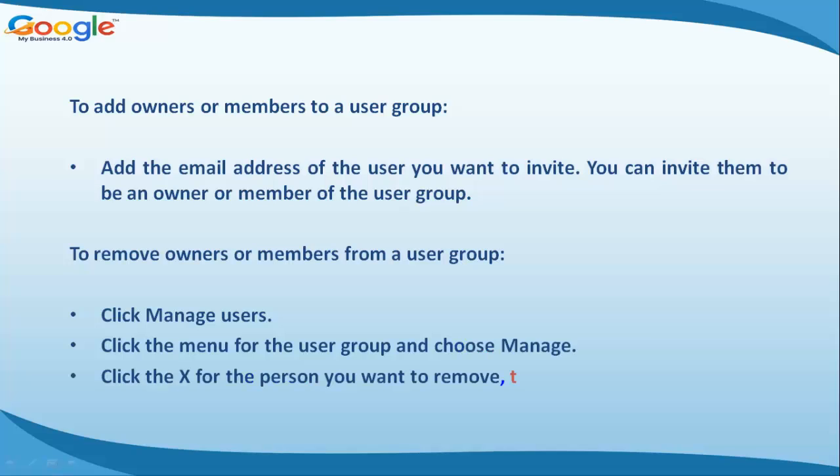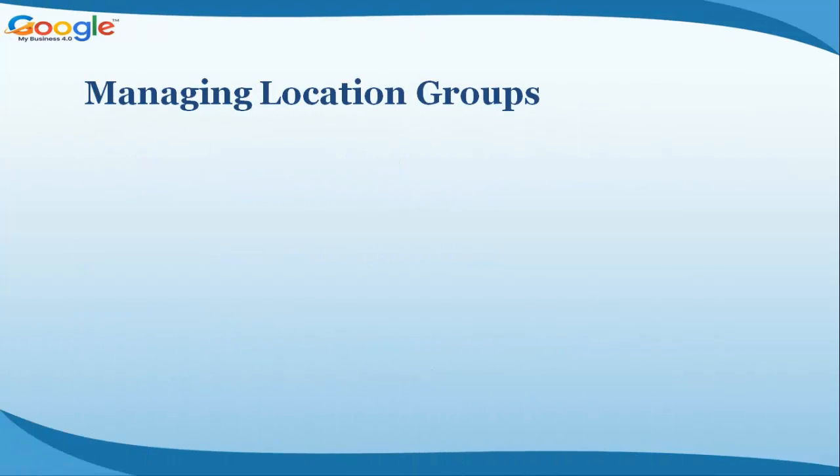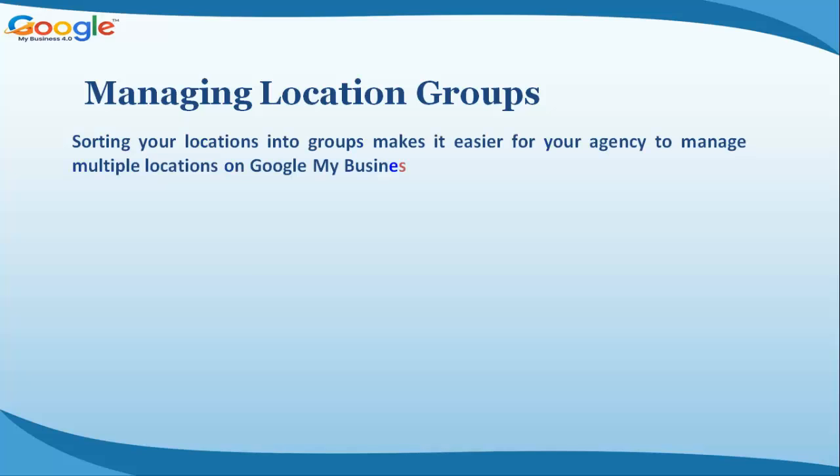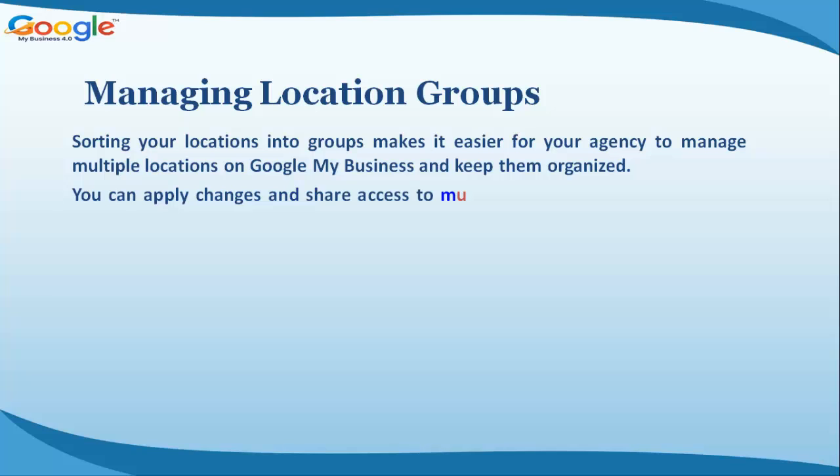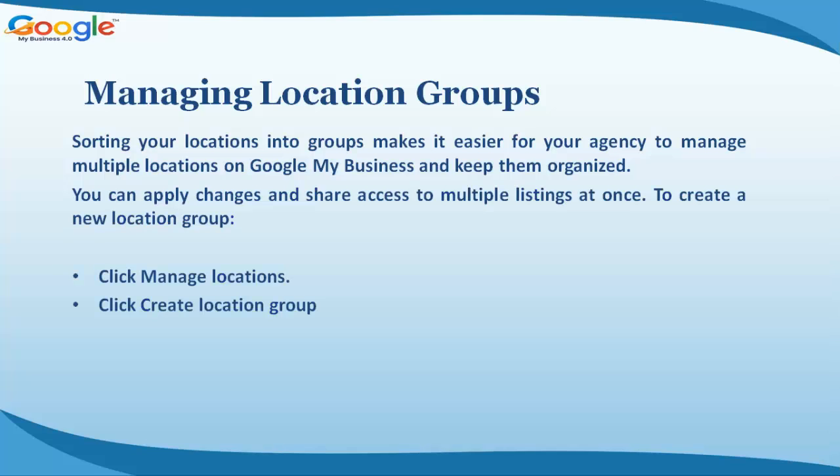To remove owners or members from a user group, click Manage Users. Click the menu for the user group and choose Manage. Click the X for the person you want to remove, then click Remove. Managing location groups. Sorting your locations into groups makes it easier for your agency to manage multiple locations on Google My Business and keep them organized. You can apply changes and share access to multiple listings at once.